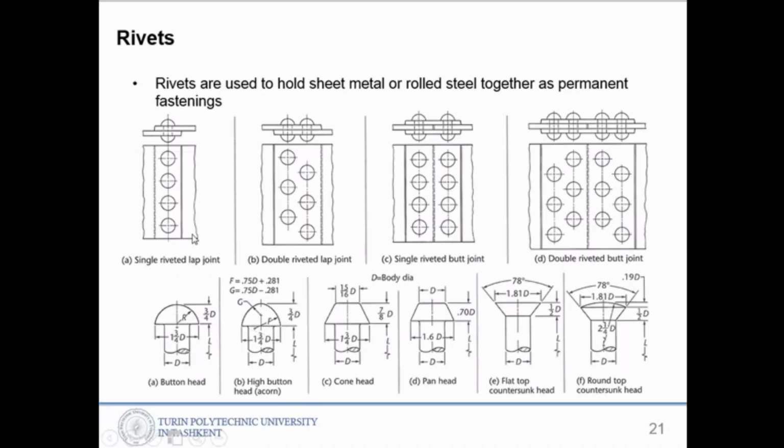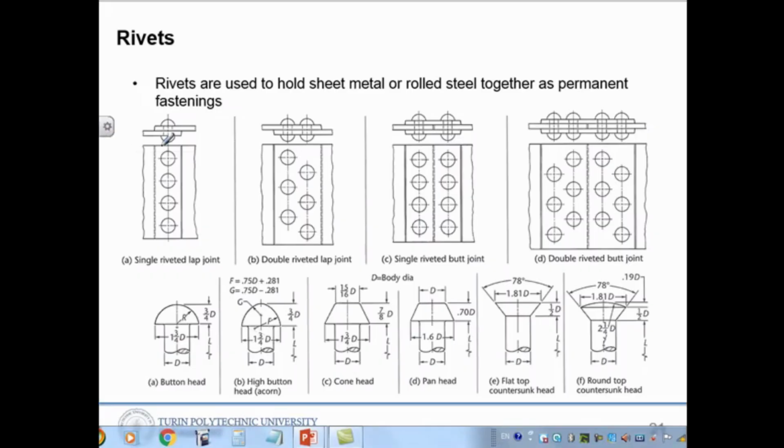And here you can see the different types of riveting. Single riveted lap joint, so a lap joint with a single line, and double riveted lap joint, so two lines like this, and single riveted butt joint. This is a butt joint because we have one more plate here. So this is one plate, another sheet metal.